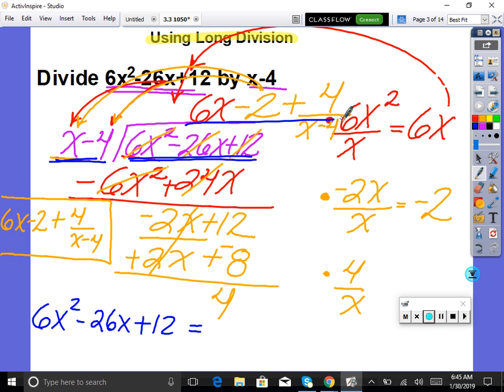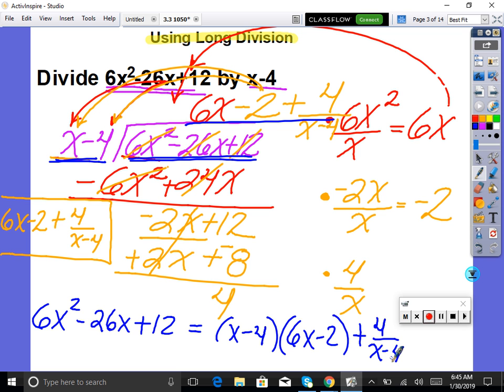So if they said rewrite this in this format, you'd say, okay, 6x squared minus 26x plus 12 is equal to x minus 4 times 6x minus 2 plus 4 over x minus 4. Does that make sense, everybody? They are equivalent. If you were to distribute this out and then get a common denominator and combine like terms, you would end up at 6x squared minus 26x plus 12.